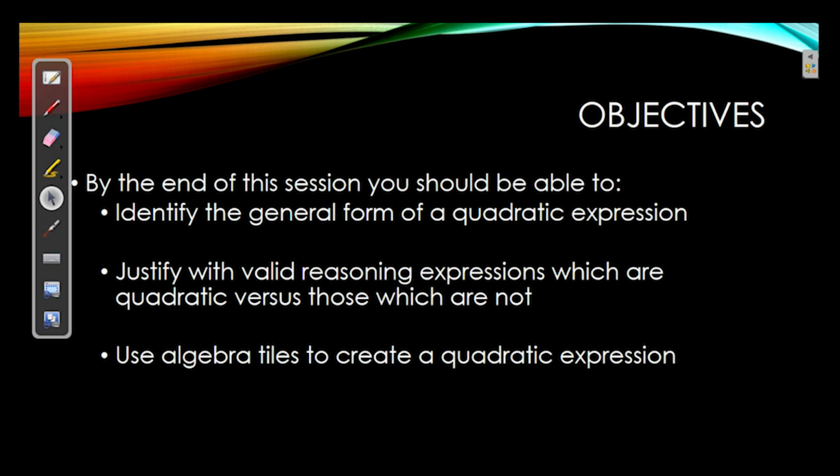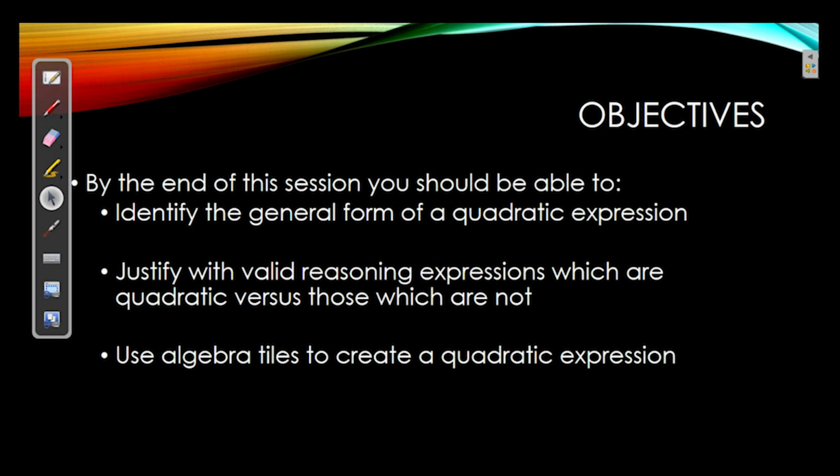those which are not. So for those of us who have trouble with visualizing a quadratic, I'd strongly suggest developing something like algebra tiles to help with being able to understand what a quadratic expression looks like in terms of having something physical to play with. So creating algebra tiles and using these algebra tiles to represent some sort of quadratic expression will also help you with being able to at least visualize what a quadratic expression looks like. So let's get started with our objectives.